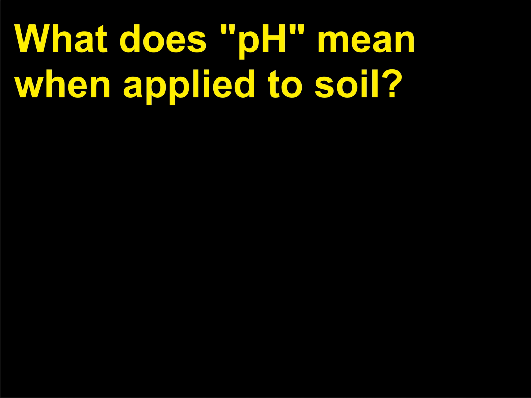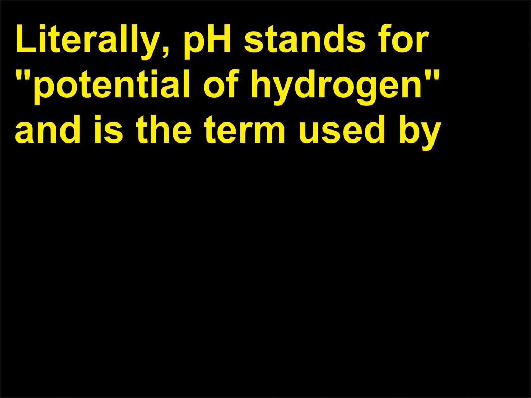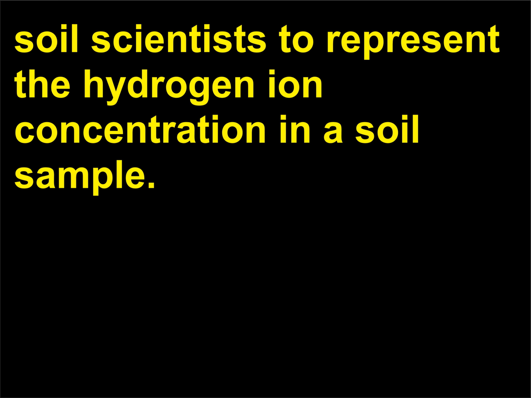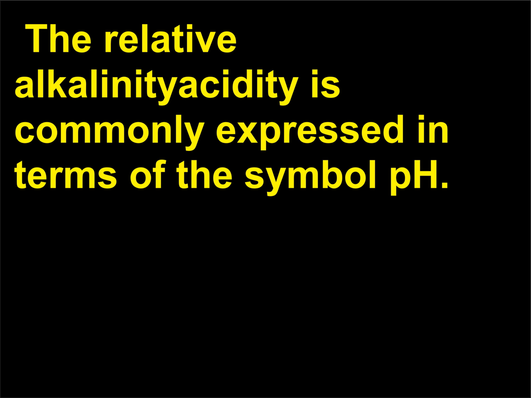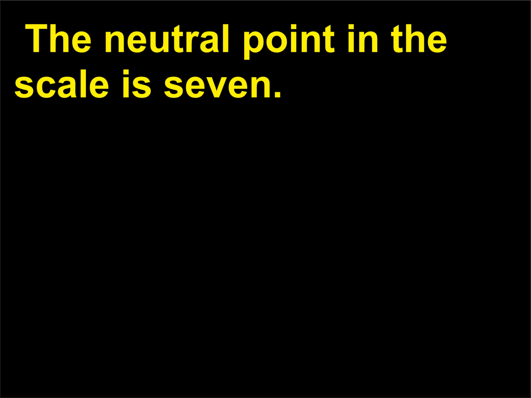What does pH mean when applied to soil? Literally, pH stands for potential of hydrogen and is the term used by soil scientists to represent the hydrogen ion concentration in a soil sample. The relative alkalinity or acidity is commonly expressed in terms of the symbol pH. The neutral point in the scale is 7.